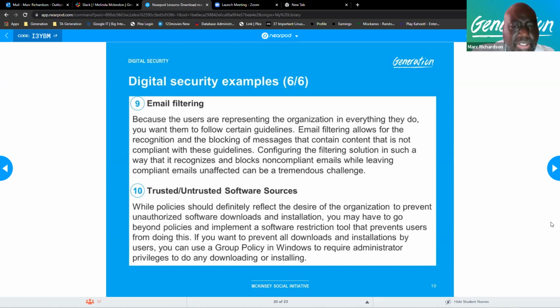Trusted and untrusted software sources. While policies should definitely reflect the desire of the organization to prevent unauthorized software downloads and installation, you may have to go beyond policies and implement a software restriction tool that prevents users from doing this. If you want to prevent all downloads and installations by users, you can use a group policy in Windows to require administrator privileges to do any downloading or installing.